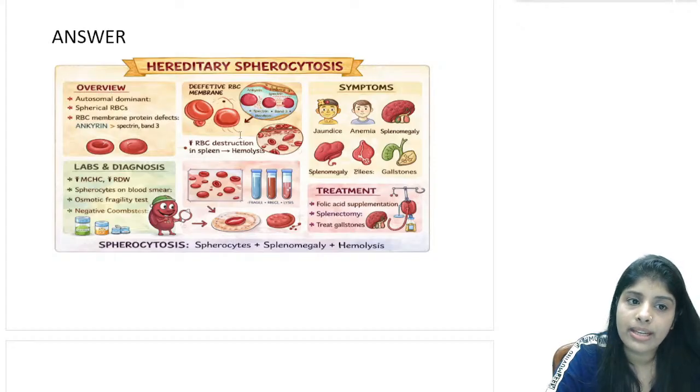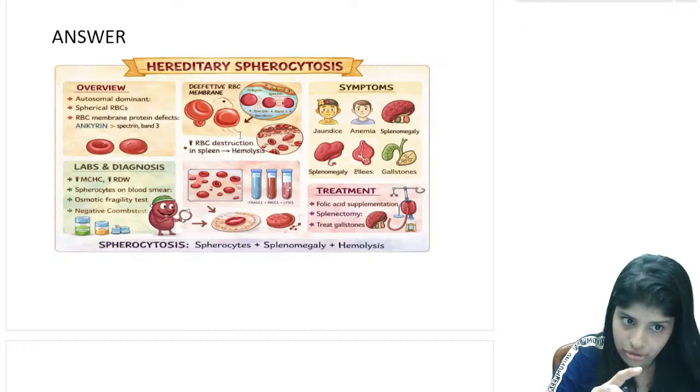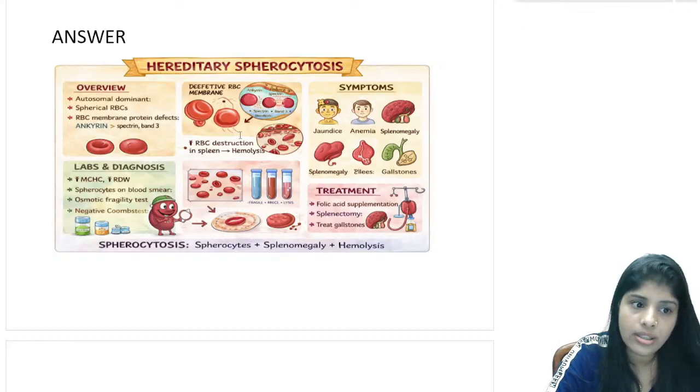So what happens when it goes to the spleen? There is increased destruction of RBC because of the error in its shape and structure. So there is hemolysis taking place in the spleen. Understood? So you can see the images here, and the symptoms can be jaundice.